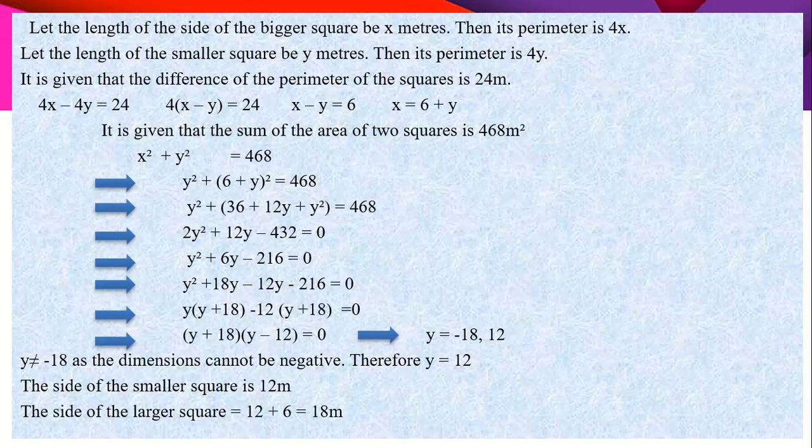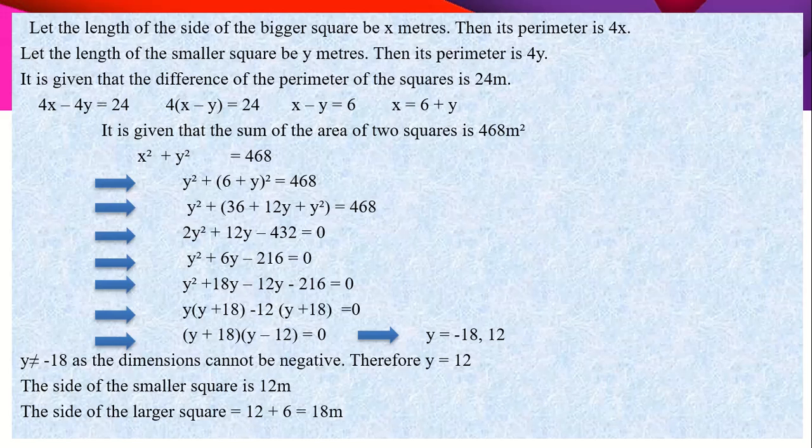Now we can apply any of the methods for solving the word problem. Either you can use factorization method or completing square method or quadratic formula method. Here we have chosen factorization method. By splitting the middle term, we get y square plus 18y minus 12y minus 216 equal to 0. So taking common factors, we will get the two linear factors as y plus 18 into y minus 12 equal to 0. So the corresponding roots are minus 18 and 12.